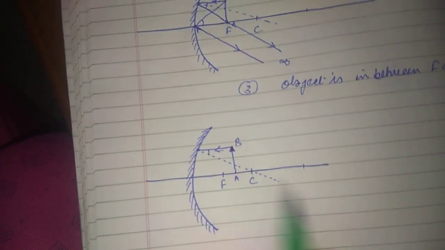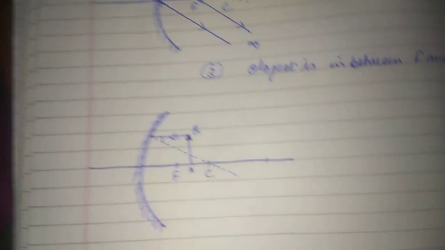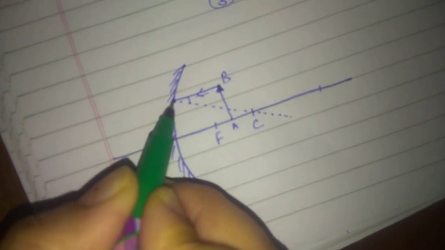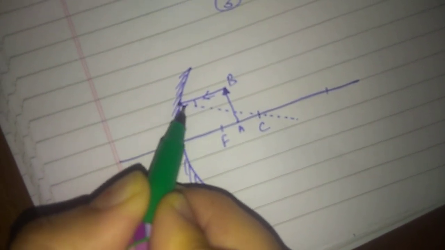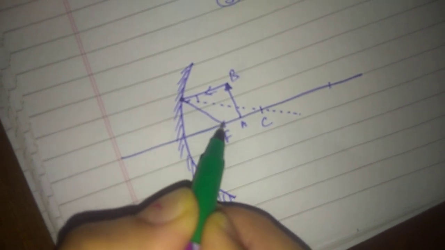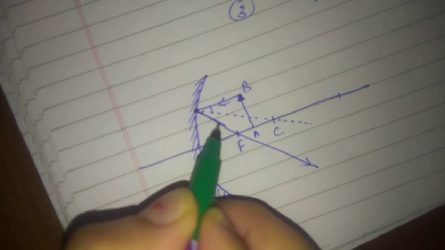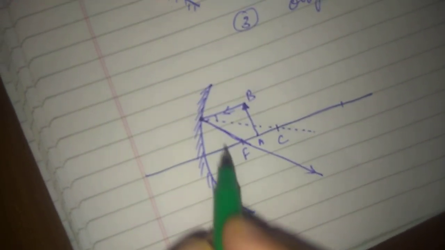So this is the angle of incidence. By making the same angle of reflection, let us see where this ray is going to pass from the principal axis. So now let us draw the reflected ray by making the same angle of reflection. So this is the ray which is going to pass through the focus.